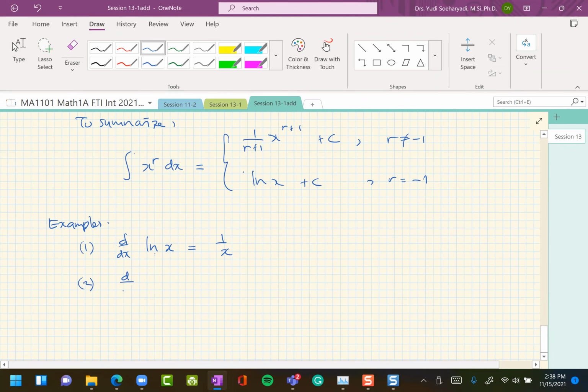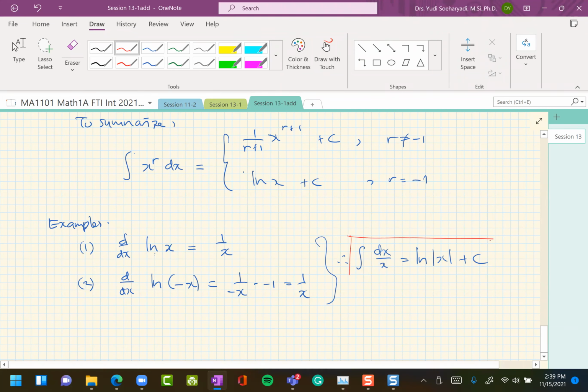Second example, what if something that looks like this, ln of -x? So you just use the chain rule. Okay, so 1/x times -1. So it is also 1/x, right? So it says that the antiderivative of 1/x now is the same, not only 1/a ln of x, but there. So these are the first things that you should recall.